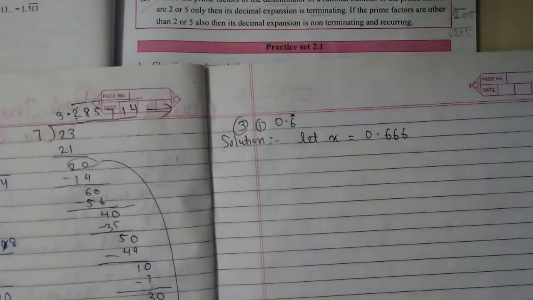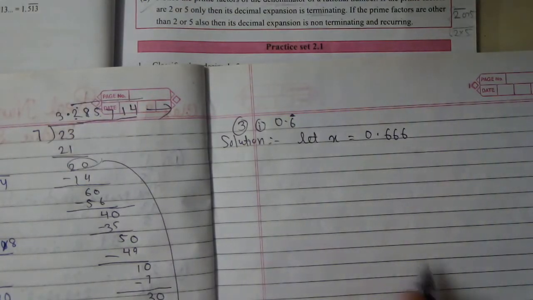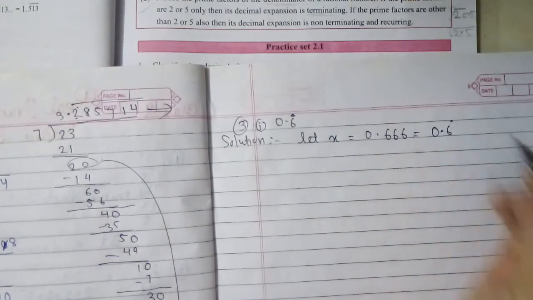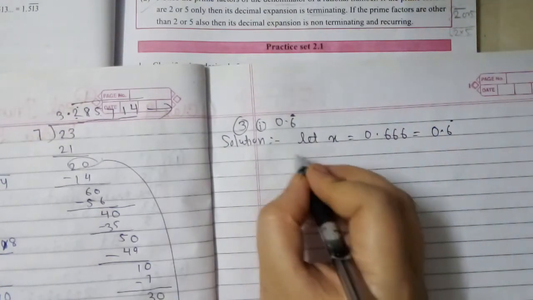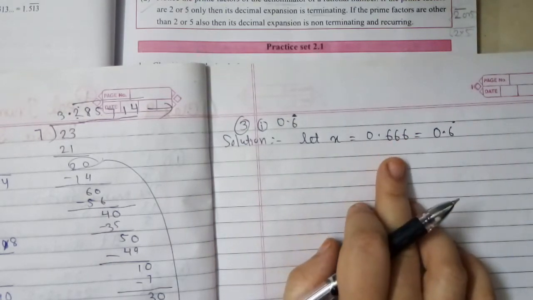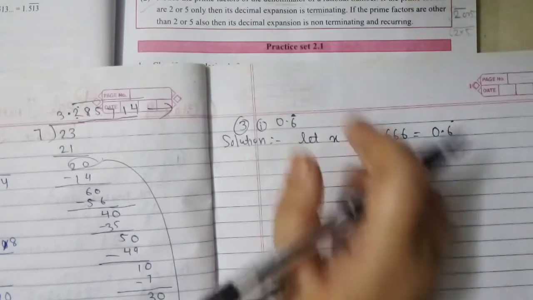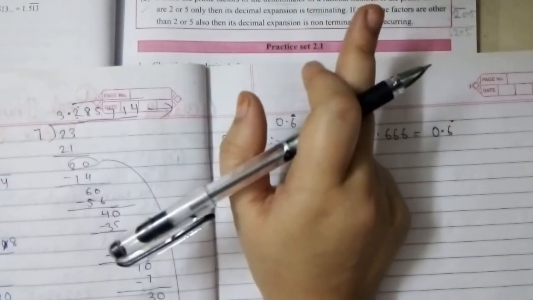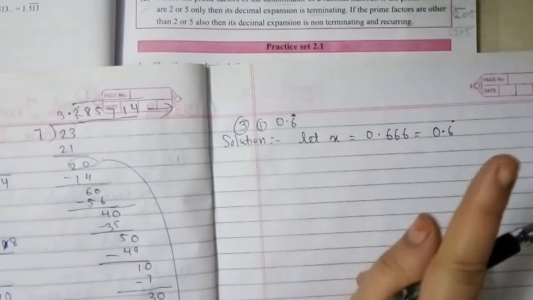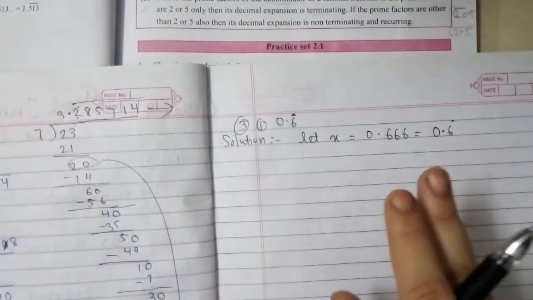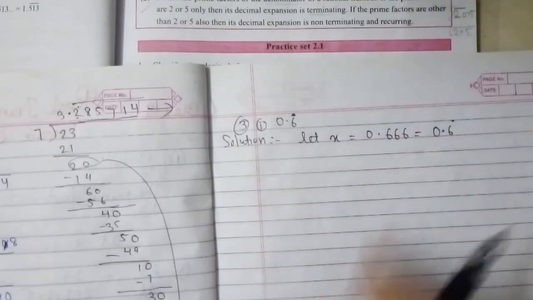Here we are writing 66 because 6 is a repeating digit, right? x equals 0.6 bar. Now here one digit is repeating, which means we will multiply it by 10. Remember the point we saw in question number 1: if after the decimal one digit is repeating, we multiply the number by 10, and if two digits are repeating, it will be multiplied by 100.